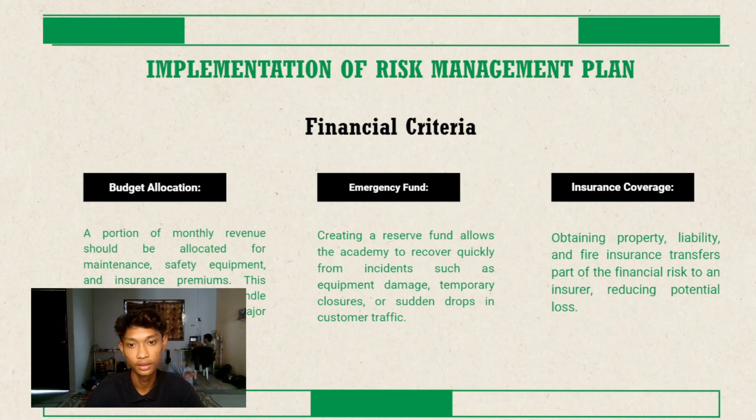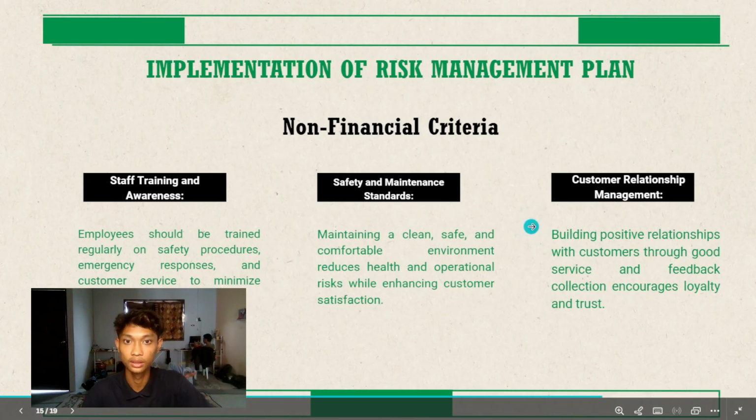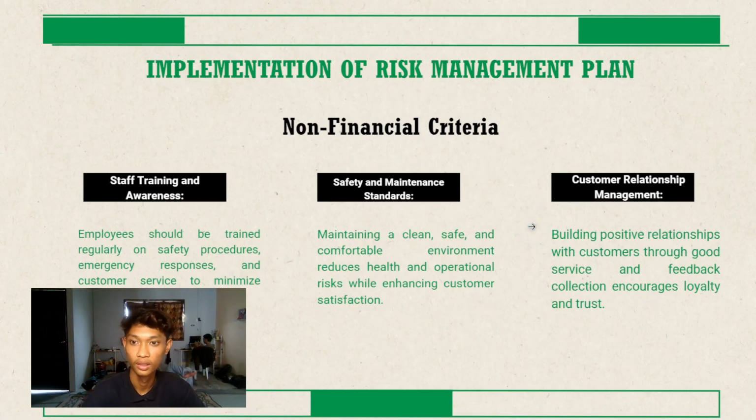For emergency fund, creating a reserve fund allows the academy to recover quickly from incidents such as equipment damage, temporary closure, or sudden drops in customer traffic. And for insurance coverage, obtaining property liability and fire insurance transfers part of the financial risk to the insurer, reducing potential loss. So we go to the next part, which is non-financial criteria.